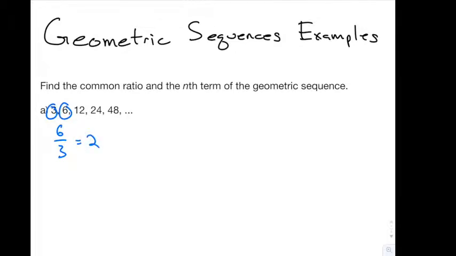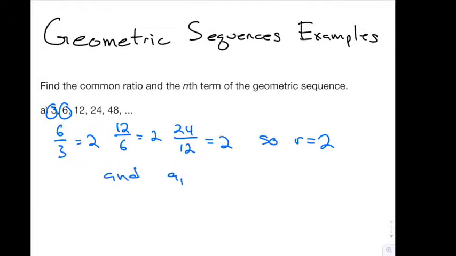And this makes sense, right? We see that 3 times 2 would be 6, and 6 times 2 would be 12. But it's good to confirm that we do indeed have the same common ratio each time. So we get multiplying by 2 each time. Great. So 2 is going to be a common ratio. So r equals 2. And what's our first term? Our first term is 3. So that's our a. And a1 equals 3.